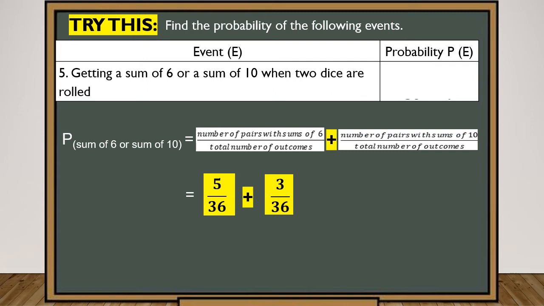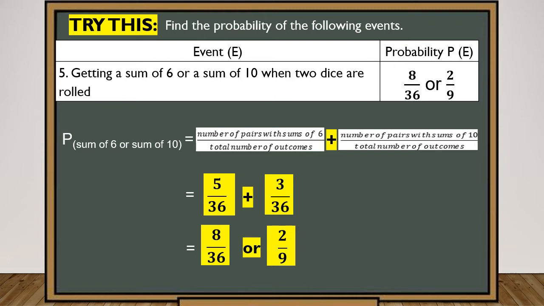3 out of 36. Adding up these two fractions, since they are similar fractions, we simply add the numerators and copy the denominator. So we will get 8 out of 36, or 2 ninths. Or you can divide 2 by 9 to get the decimal form of this fraction. So the probability of getting a sum of 6 or a sum of 10 when 2 dice are rolled is equal to 8 out of 36 or 2 out of 9. You get it? I hope you followed and got the correct answers.